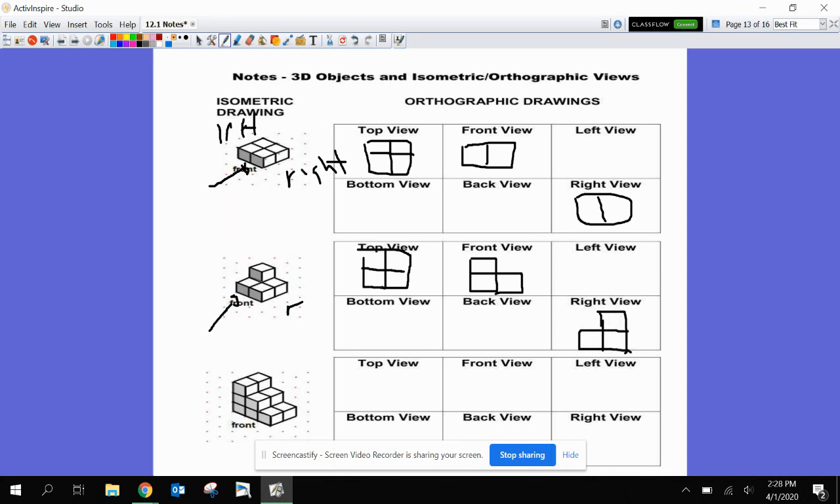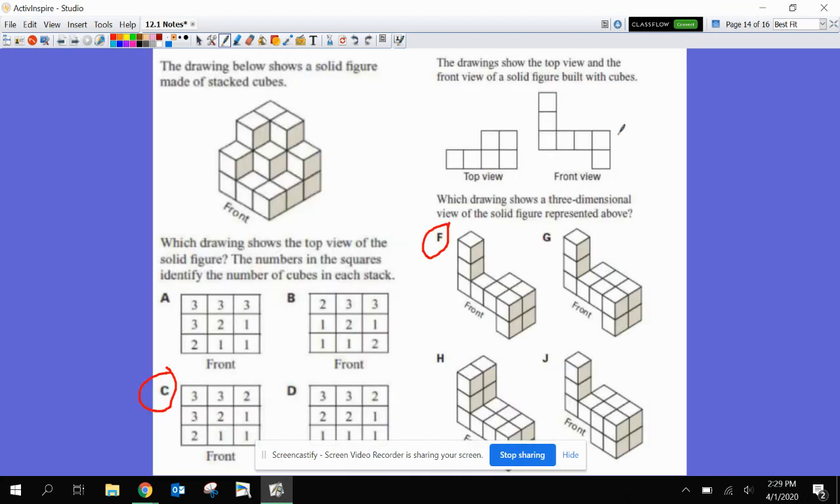All right. If we look at it from the left, it'll be kind of the reverse. It'll look something like that. All right, so there's just some examples on how to do some orthographic views and orthographic drawings. On the next page here are some multiple choice questions. These are just some examples, some test level questions that I could ask you to do here.